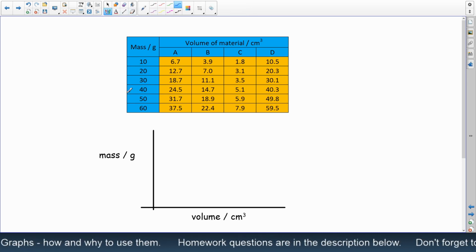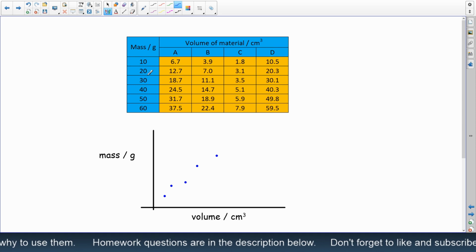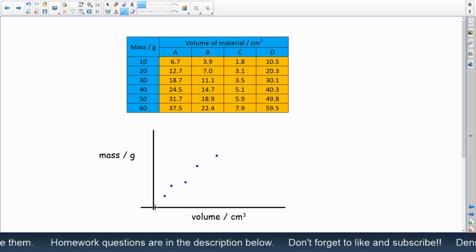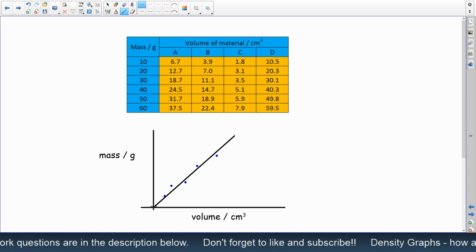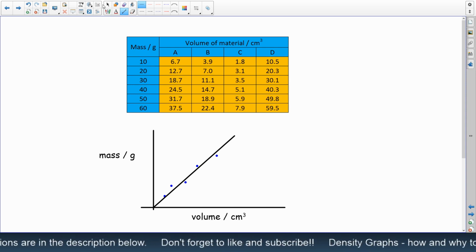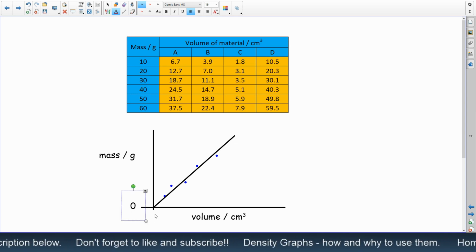And hopefully what we're going to do is we're then going to plot all of our points like this, and we'll draw a line of best fit through them. Now, we know our line of best fit goes through the origin, so we can always start our graph at 0, 0. And that's something I strongly recommend you do because it will make calculations later really simple.